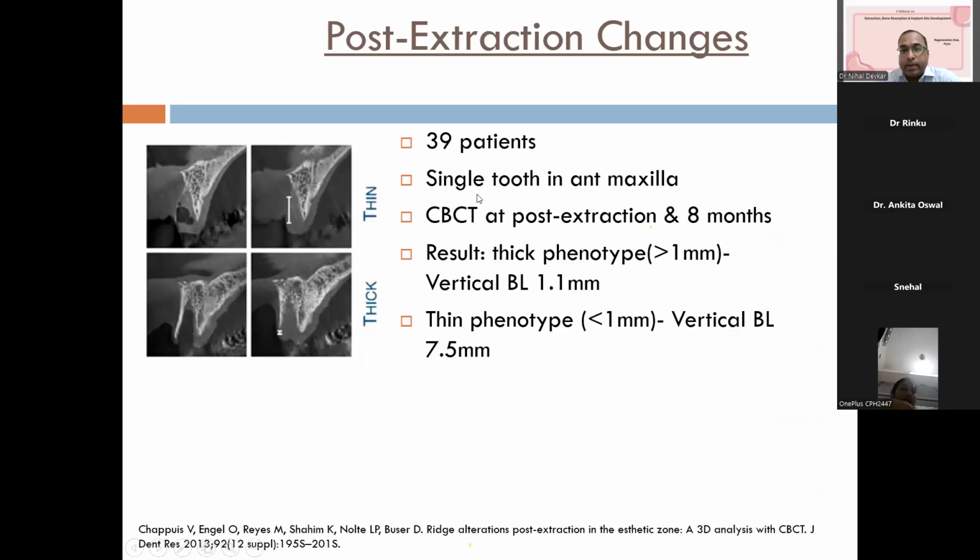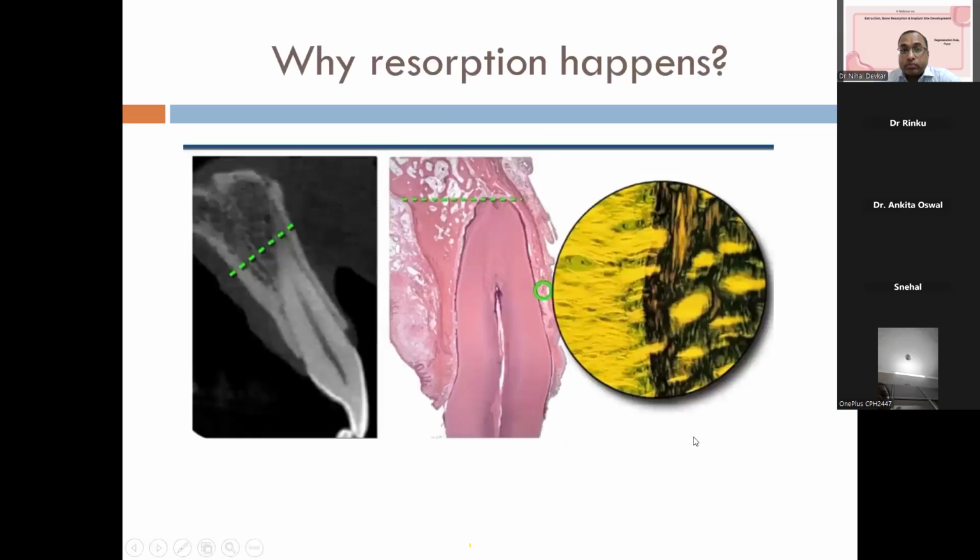One more important study was conducted by Chappuis in 2013, on 39 patients with a single tooth in the anterior maxilla. What they studied was they did CBCT at post-extraction and at 8 months. The result they observed was in case of a thick phenotype, that means thick bone, which is more than 1 millimeter, the vertical bone loss was 1.1 millimeters. Whereas in case of thin phenotype, with the cortical plate thickness less than 1 millimeter, the vertical bone loss was quite a lot, that is 7.5 millimeters. As you can see, this is huge.